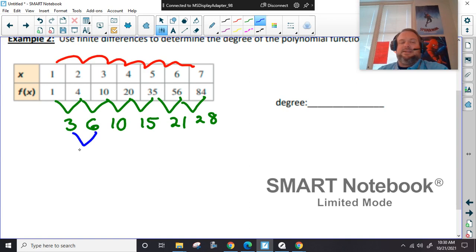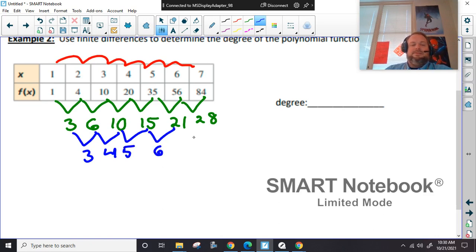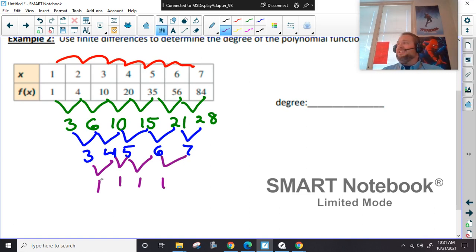All right. How do we get from 3 to 6? 6 to 10. 6 and 7. All right. We're getting closer. They're getting closer to the same. All right. Now, last time. How do we get from 3 to 4? 4 to 5. 5 to 6. 6, 7, 1. All right. So finally, the third difference, because this is the first, this is the second, and this is the third. This tells us our degree.